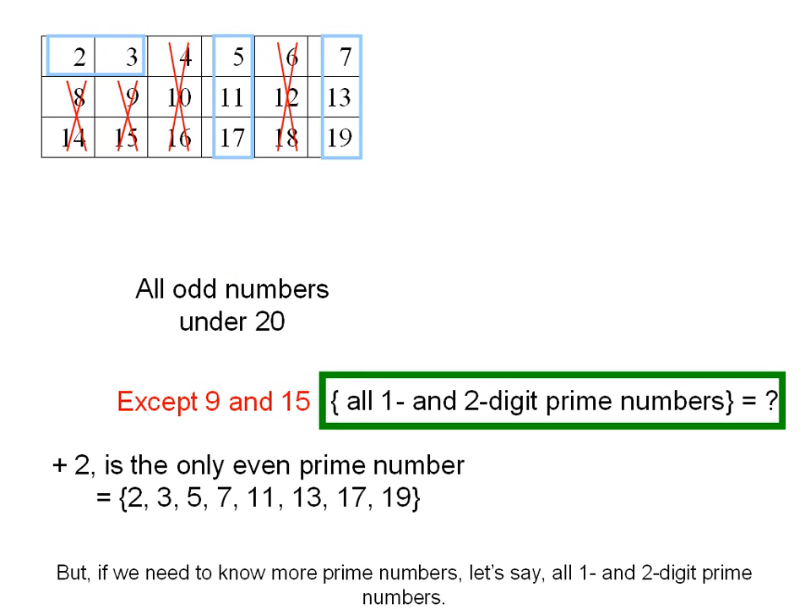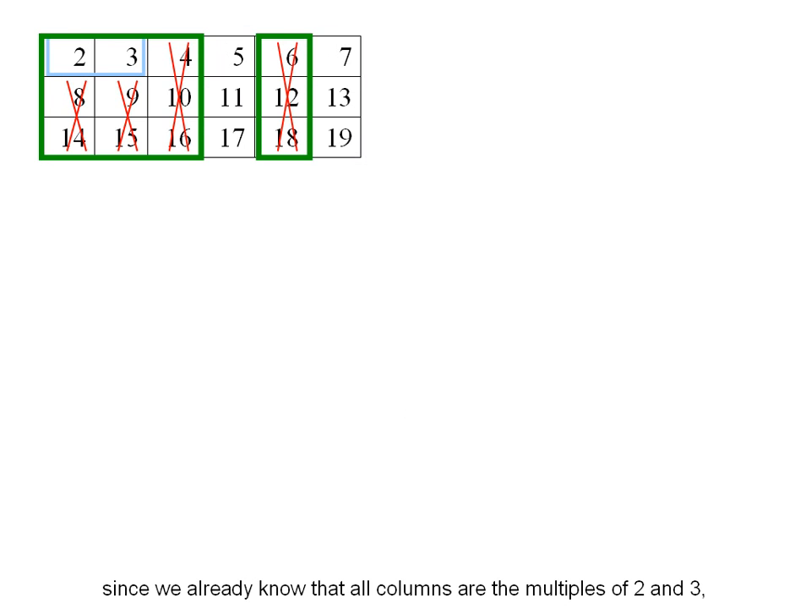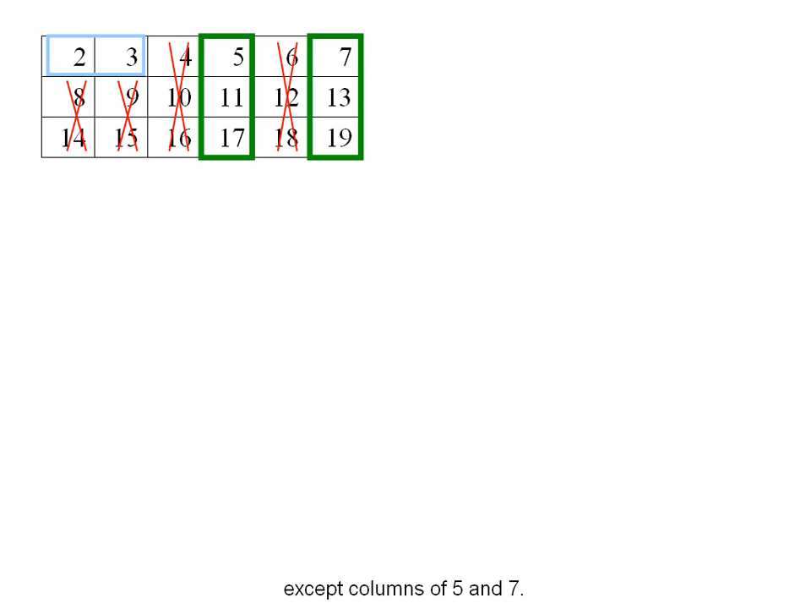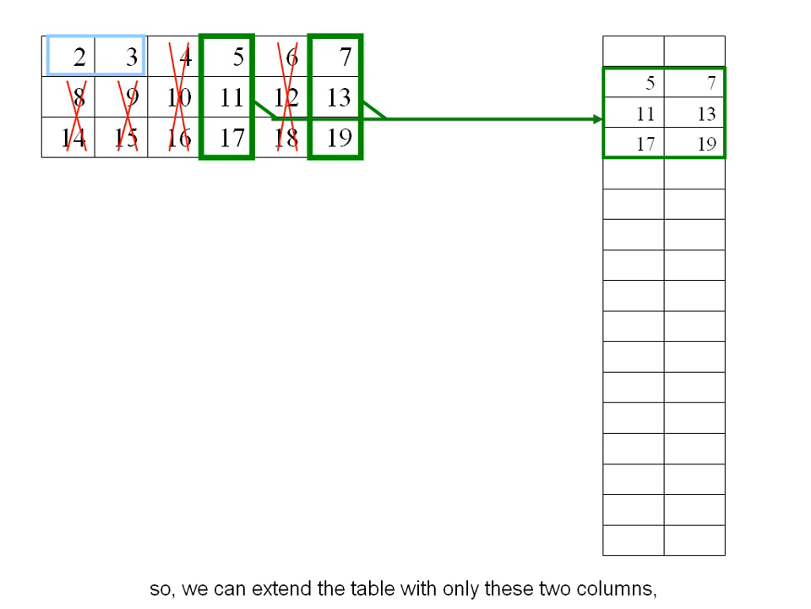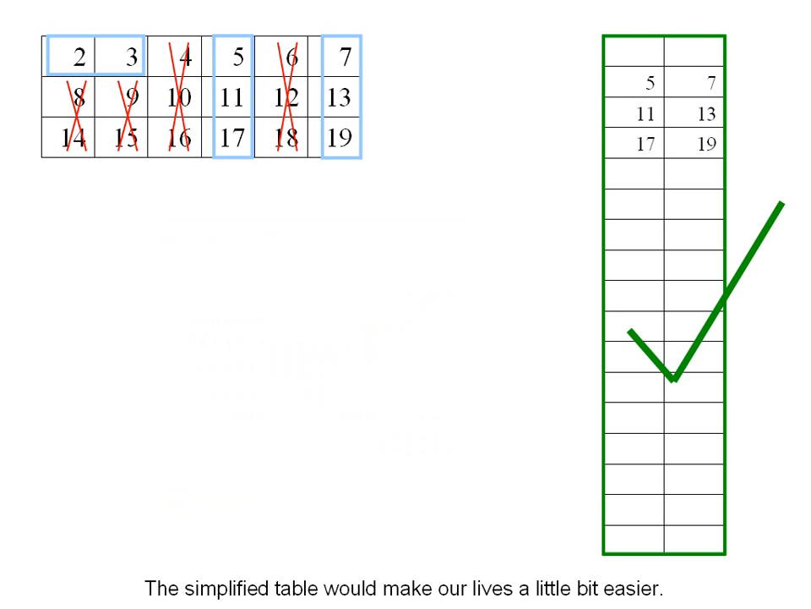But if we need to know more prime numbers, let's say all 1 and 2 digit prime numbers, well, if we continue from the table, since we already know that all columns are multiples of 2 and 3, except columns 5 and 7, we can extend the table with only these 2 columns, not all the numbers from 1 to 99. The simplified table will make our lives a little bit easier.